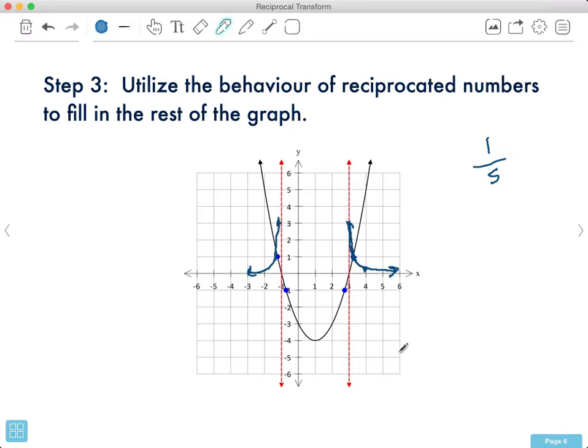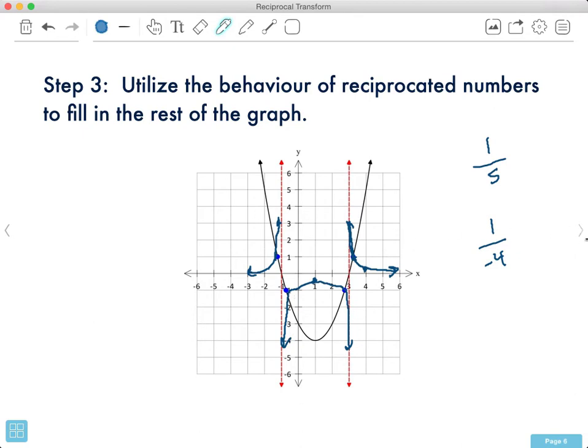And in the middle here, we need one more point to help us other than these 2 points. We'll use the lowest point of this parabola. It has a y-coordinate of -4. Reciprocating -4 gives me -1/4. So I can put a dot in at approximately -1/4. And then I'm going to join that with the invariant points, and following the behavior of reciprocated numbers, be bound by these 2 asymptotes. This side looks better than this one.